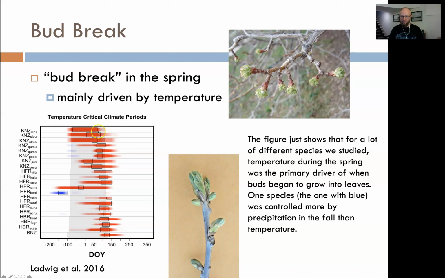So this graph here just shows you the day of year where the environmental variable best predicts the timing of bud break. If it's red, it's temperature, and if it's blue, it's precip. You can see we only have one species where it's triggered more by precipitation than temperature. All the others are triggered by temperature, either sometime during the winter, like this top one here, which is a little more about the winter temperature, but most of them are that kind of springtime temperature that triggers it. So really just temperature is the major driver for bud break.